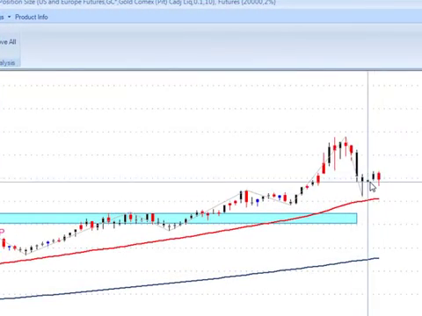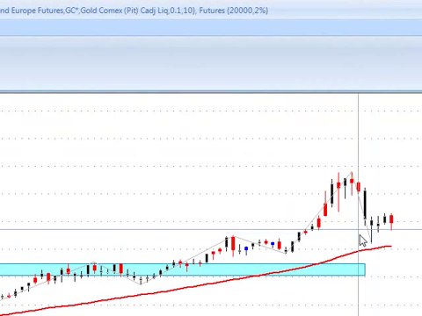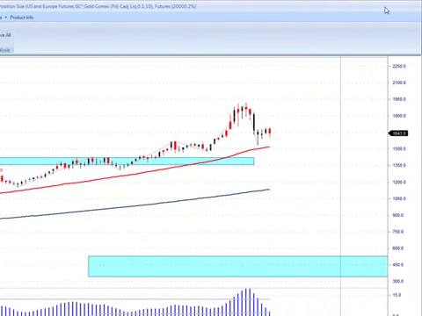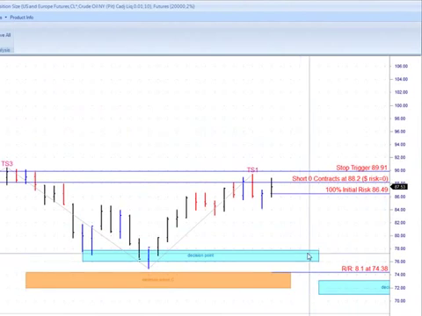So still in good shape there, even though we had a nice pullback there in gold. Should be viewed as a longer term buying opportunity in that market. And then finally oil here.